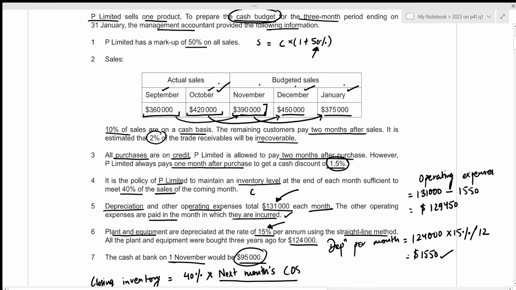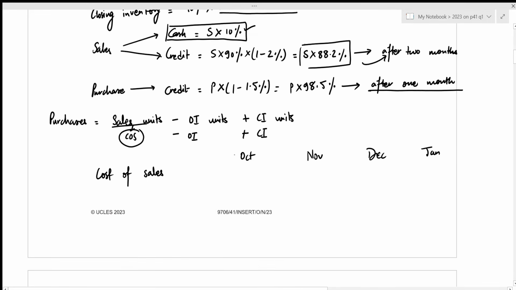And we already have the sales value, so it will be very easy to calculate our cost of sales. We can just transform this formula. If we're trying to figure out the cost, it is just going to be sales divided by 1 plus 50%, which is 1.5. So if we are trying to calculate the cost of sales for the month of October, that would just be the sales value divided by 1.5, which is 420,000 divided by 1.5, which results in 280,000.